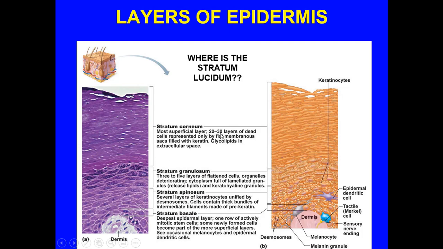The stratum corneum is the most superficial layer. It's anywhere from 20 to 30 layers of dead cells thick, represented by flat membranous sacs filled with keratin. The glycolipids end up in the extracellular space.